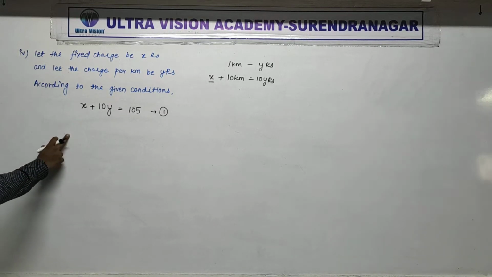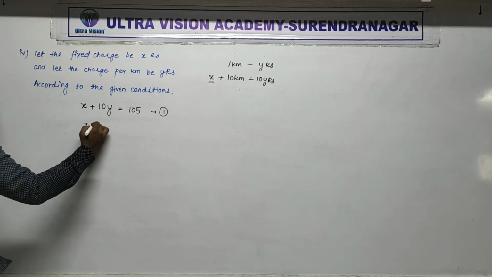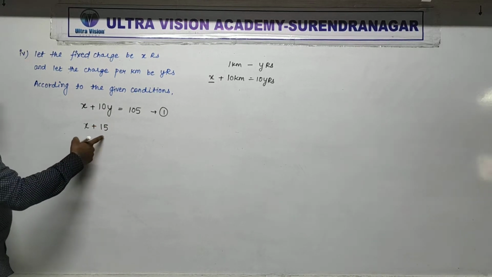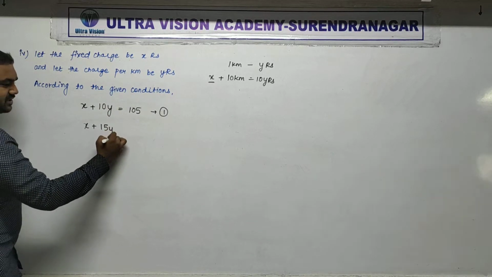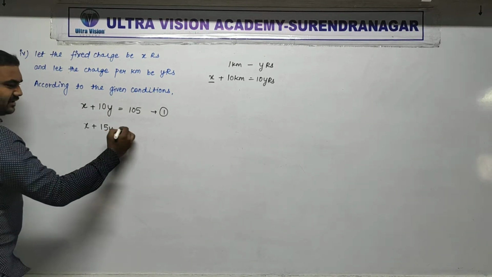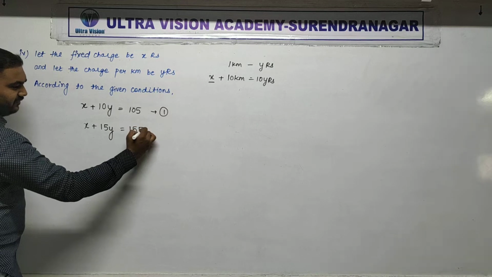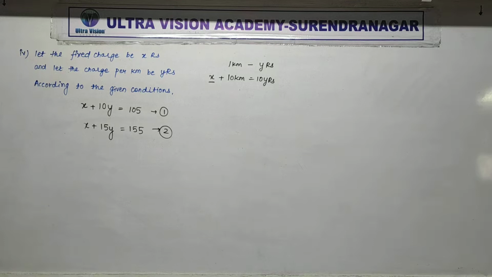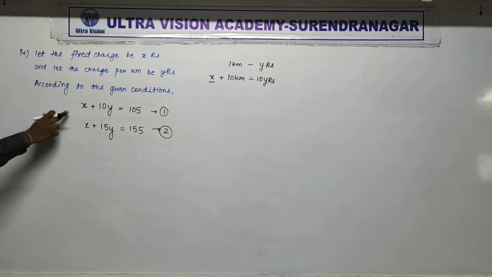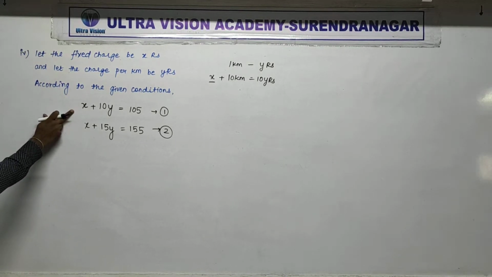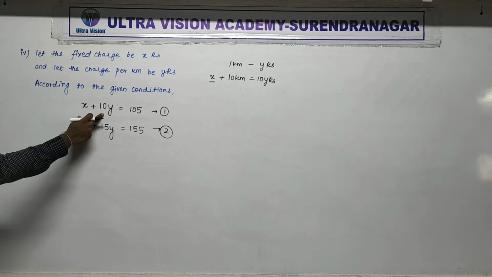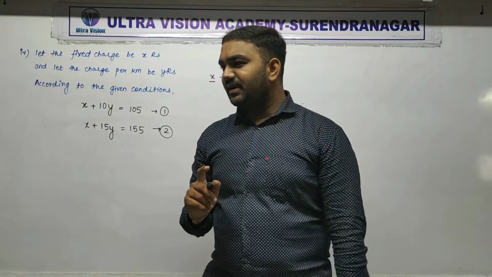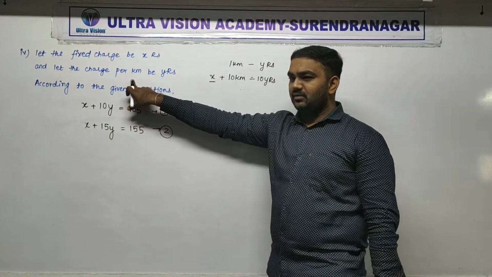On the basis of the second condition, again fixed charge plus how many kilometers are we traveling? 15. So if I travel 15 kilometers, the total charge paid would be 15y equals 155. This is my second equation. Clear? So these are the two equations formed. Again, what is the fixed charge? x. What is 10y? The charge paid for traveling 10 kilometers at rupees y per kilometer.